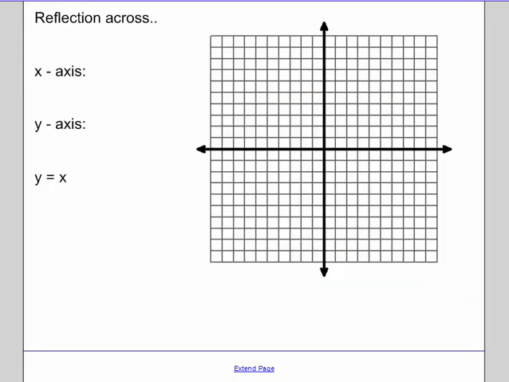Okay, now reflections across different things. We're going to be reflecting a point x, y across each one of these: the x-axis, the y-axis. If I could write today, I apologize. I'm a bit flustered this morning because my technology wasn't working with me.